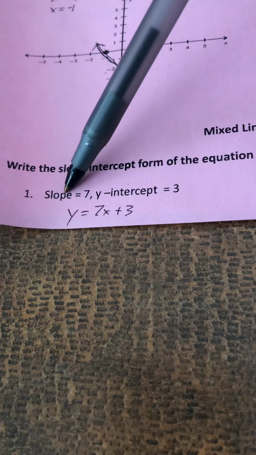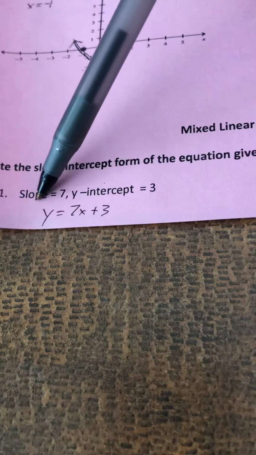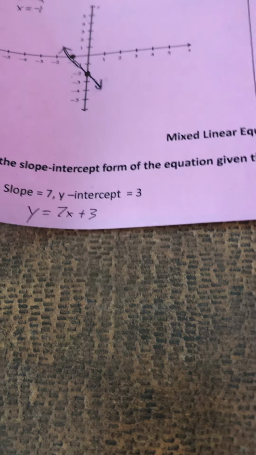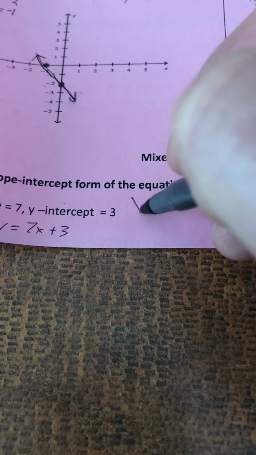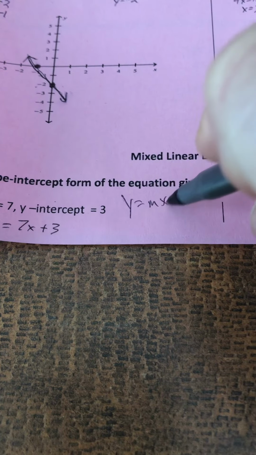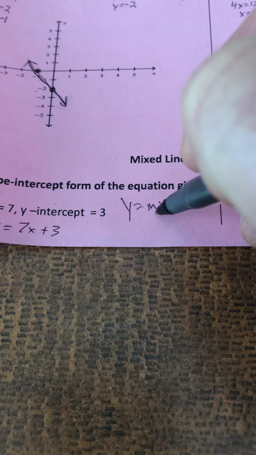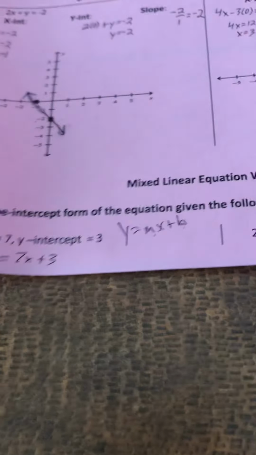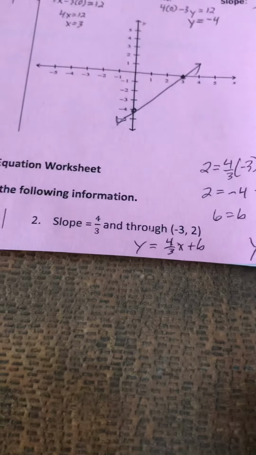For a mixed linear equation, we're just going to write the slope-intercept form of the equation given the following information. So all you have to do is plug these in. This is the slope, and this is the y-intercept. Remember, it's y equals mx plus b when m is the slope and b is the intercept, and that's a positive 3. I know it's positive because it doesn't say negative.